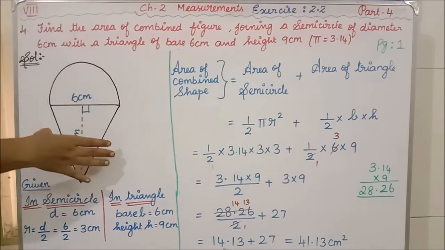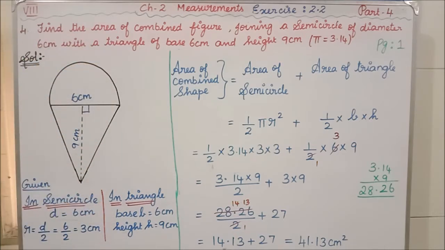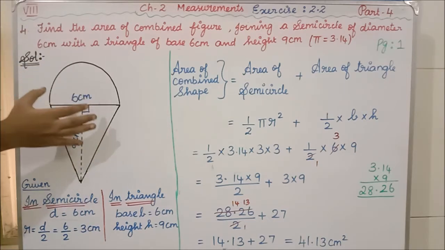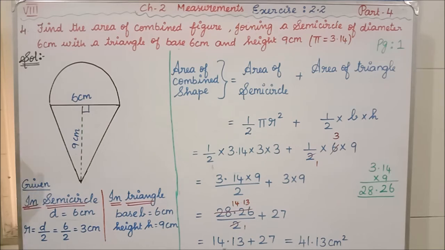Now, since we are dealing with two shapes, I have taken separately what is given for each. For the semicircle, what is given? The diameter, D equal to 6 cm. But most probably, we will not use the diameter in problem solving. We will use only the radius. Once they give the diameter, you have to convert that into radius by dividing the diameter by 2. Your diameter is 6, so dividing by 2, the radius is 3 cm.